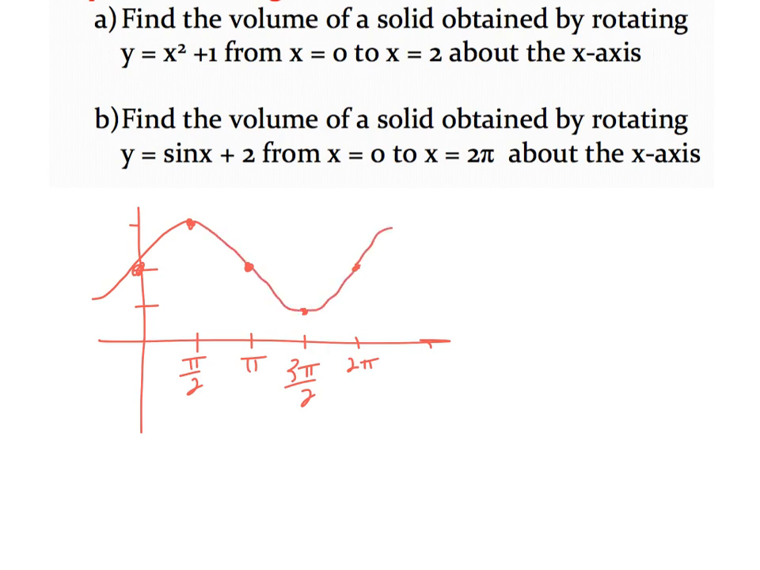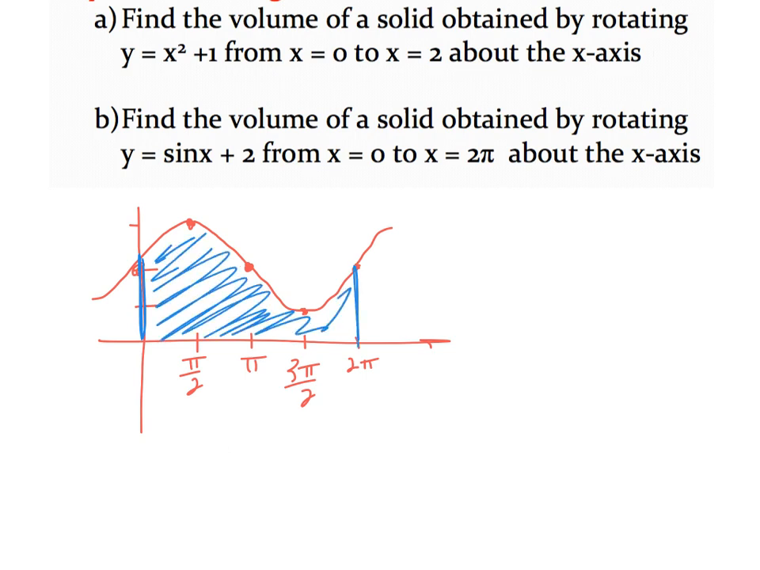And so you're finding the volume of rotating that region from 0 to 2 pi. So if I highlight that region that we're looking at, this is what the region's referring to. And if I rotate that, again, about the x-axis, what it's going to look like is almost kind of like a vase shape.